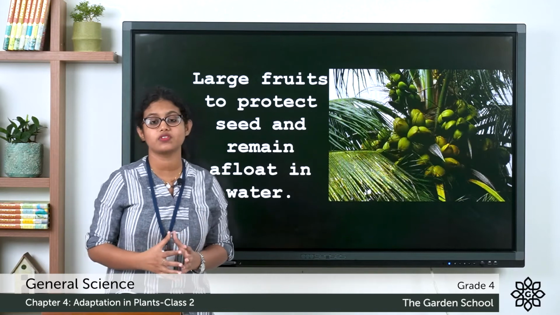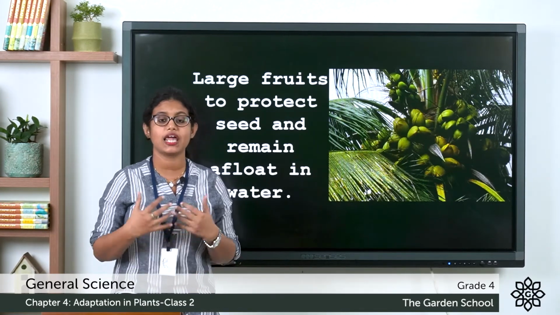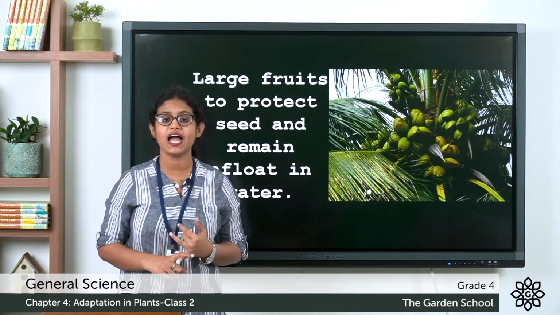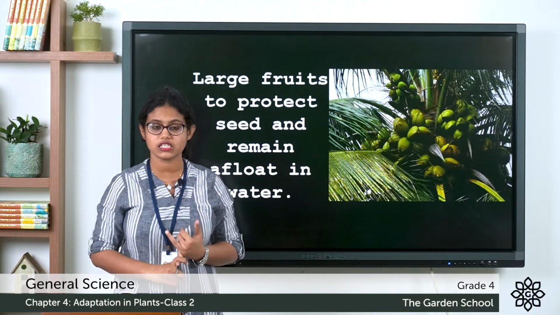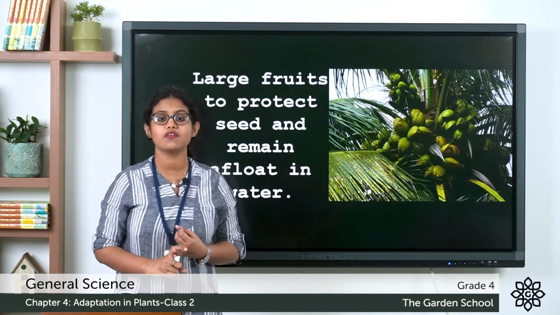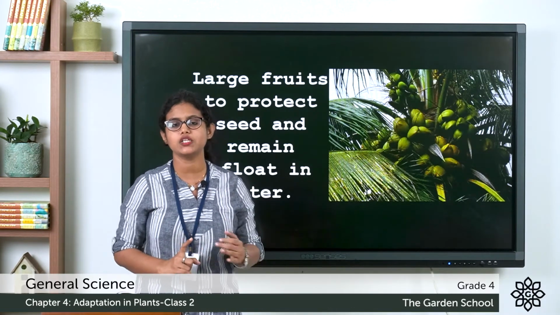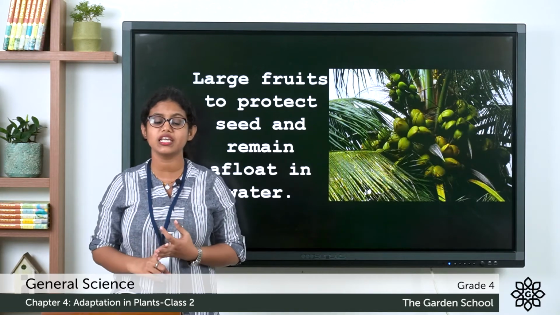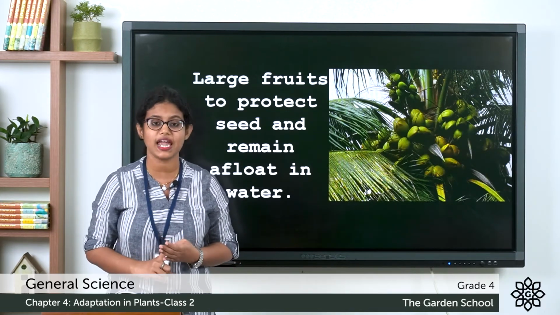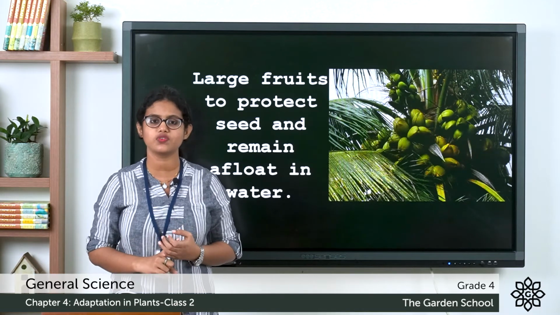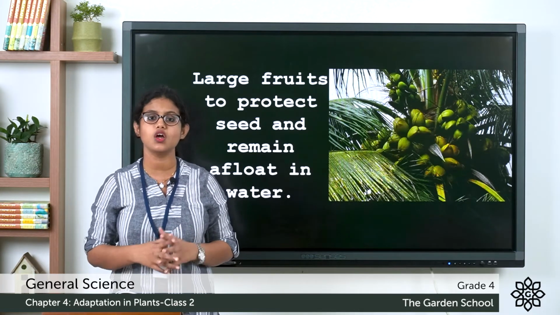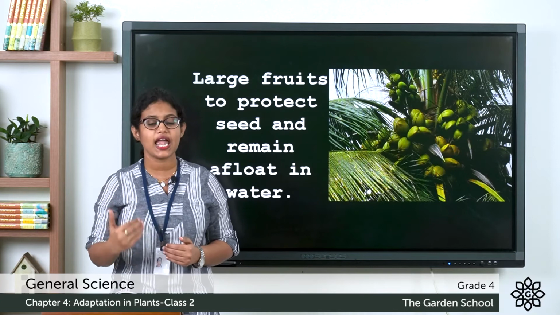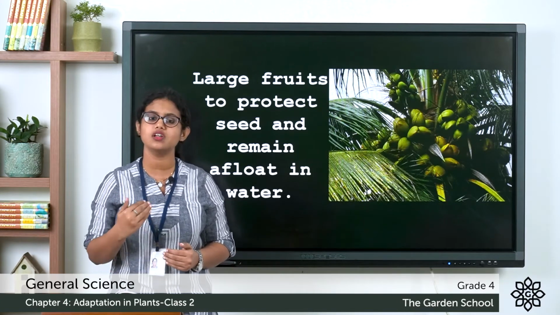So these are some of the features of coconut tree that help them to survive in coastal region. So which are they? First one is that they have a flexible stem. Then the second one is they have roots which are deep into the sandy soil. And the third one is they have thick leaves with long strips. And what is the next one? The next one is they have large fruits that remain floating in the water for many days.